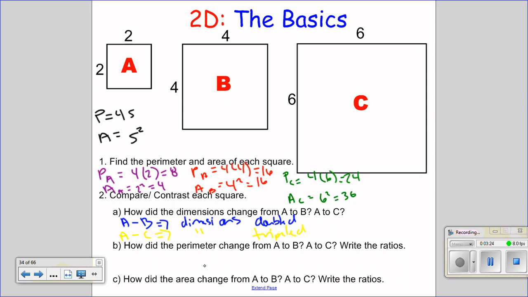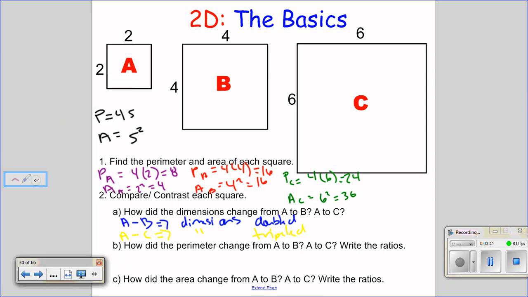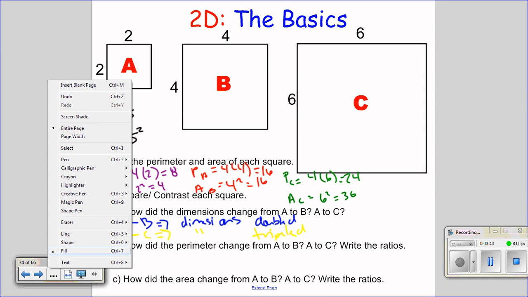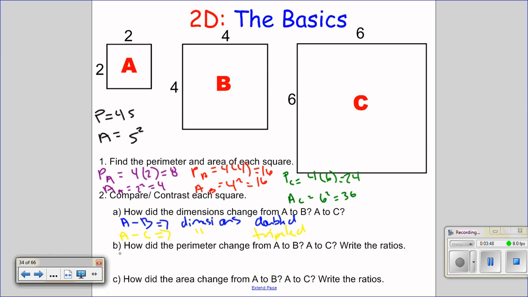B says, how did the perimeter change from A to B and from A to C, and write the ratios? So the perimeter for A was 8 and the perimeter for B was 16. So the perimeter also doubled from A to B because 16 is 2 times as large as 8.